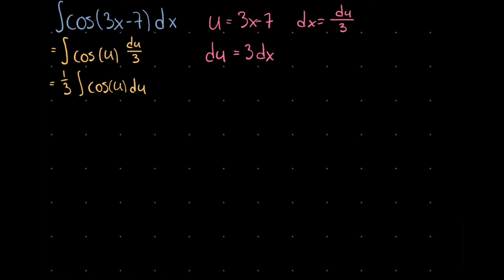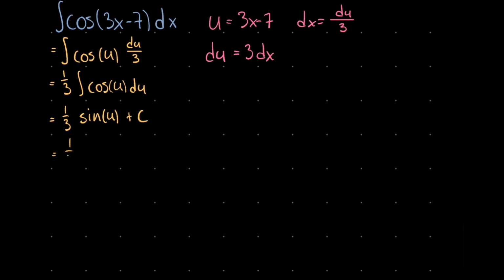From here on, it's pretty straightforward. The antiderivative of cosine is simply sine, so this is equal to 1/3 times sine of u plus some constant c, and all that's left is to take our u, 3x minus 7, and replace it back into the expression.